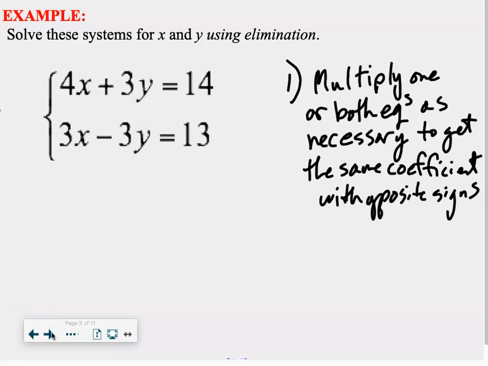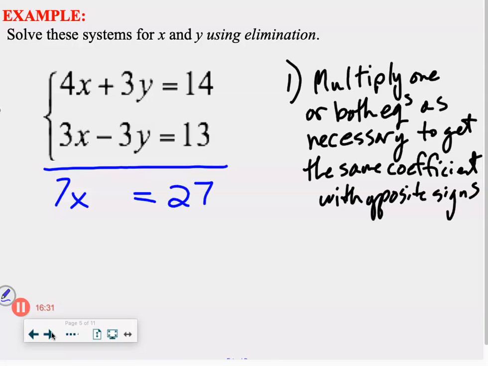What do I need to multiply these equations by? Nothing, because the y's already have opposite signs. So once you've got same coefficient, opposite signs, you just add straight down. What's 4x plus 3x? 7x. Those are gone. They become 0. 14 plus 13? 27. Divide by 7, and x is this gorgeous fraction of 27 sevenths. It's beautiful. How do we find y?